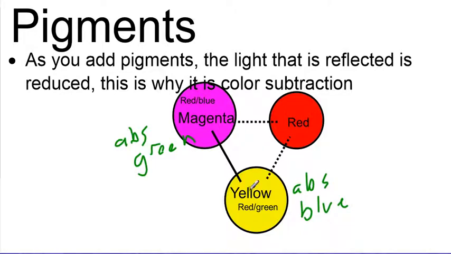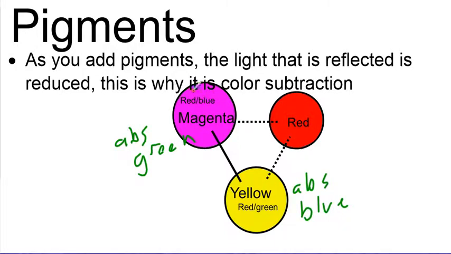Now, if we were to combine yellow and magenta pigment, the yellow would absorb the blue from the magenta, and the magenta would absorb the green that the yellow would normally reflect. The only color that is left that is able to reflect is red. An easier way to think of this as a shortcut is simply what color do they have in common, and that's going to be the color that will be able to be reflected. So in this case, they both have red, so it's going to be red.